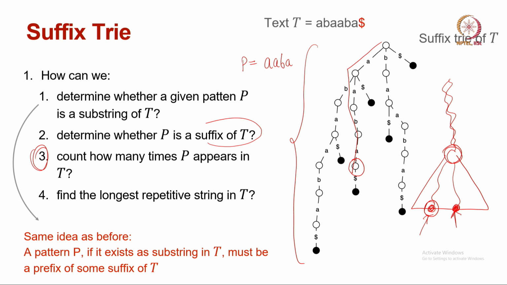The last query, which requires a little bit more thinking, is: how do I know what is the longest repetitive string in text T? For this one I am not given any pattern, I just want to know the longest repetitive string in text T. So, in this particular example you can see that ABA is the longest repetitive string in this given text. So, how can I use a suffix trie to answer this query?